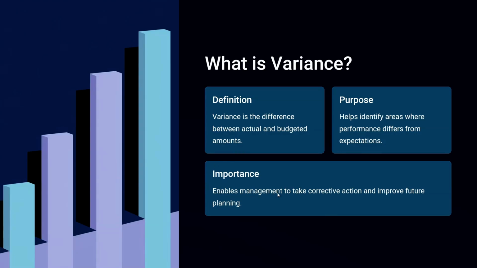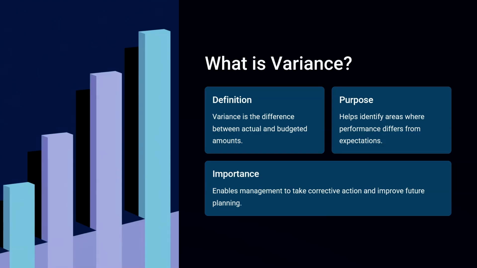Variance enables management to take corrective action and improve future planning. So usually within the organization, when they finish the first month or quarter, they do variance analysis to see the areas where management needs to take corrective action in order to improve the future planning.